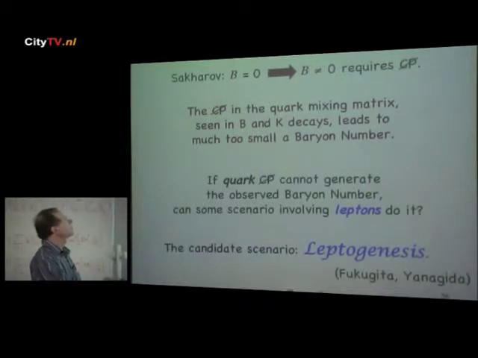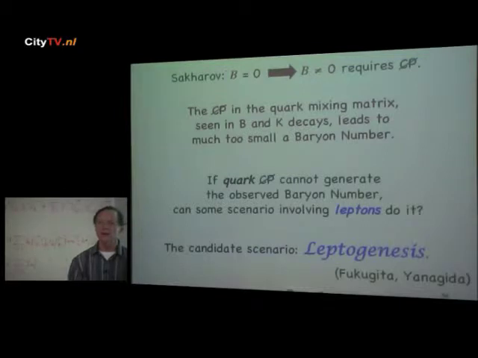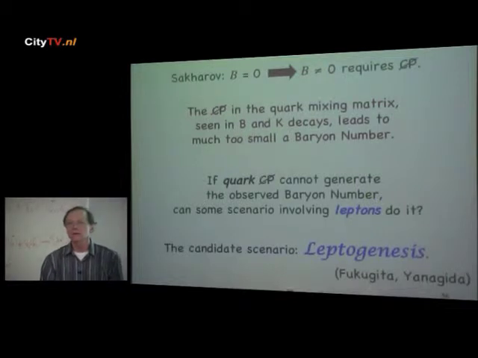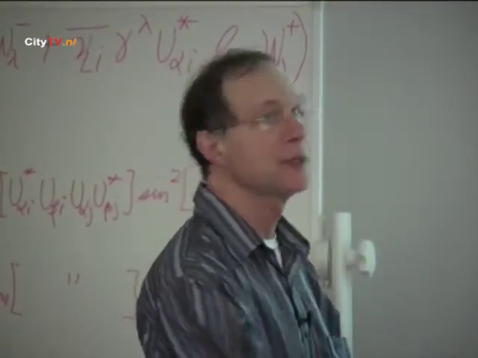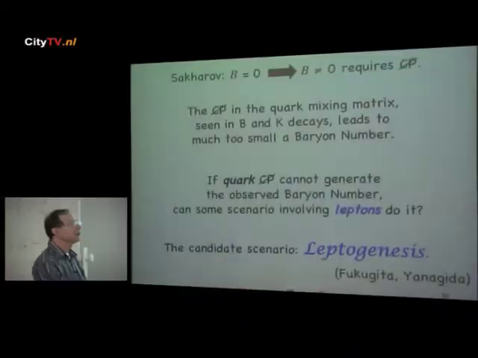Now, if you start with B equals 0, that means you have equal numbers of baryons and antibaryons. And if the 2 behave the same, then whatever the one does, the other does too. So you're going to continue to have equal numbers of baryons and antibaryons. But that's not what we see today. So CP must be violated.